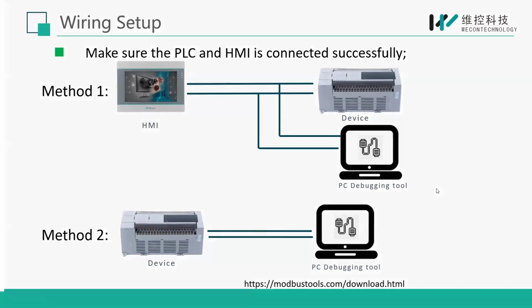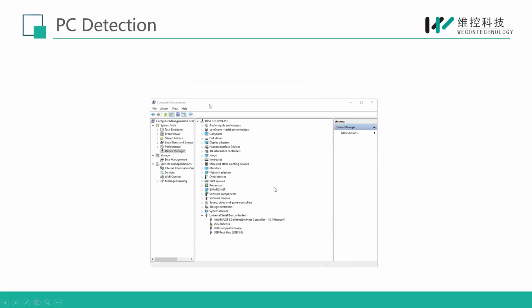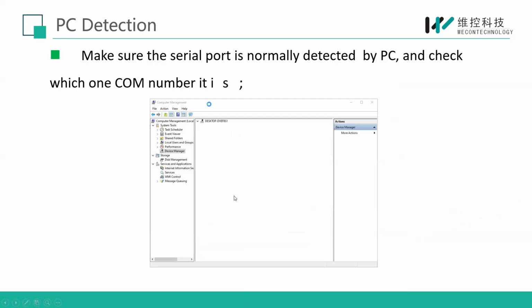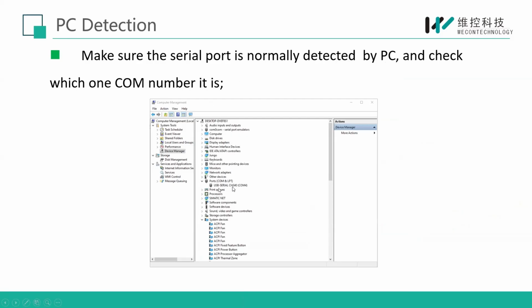This one, there are two methods. So whenever you are just connecting a COM port, it will show like this. So this port is connected to COM number 4.